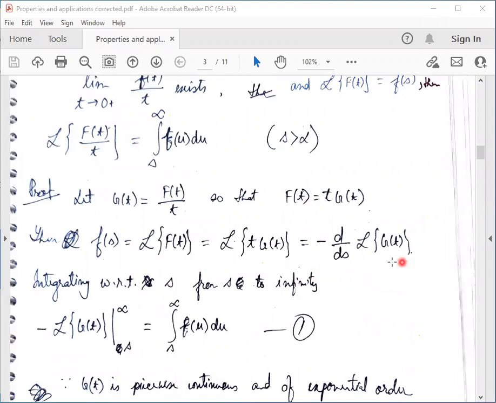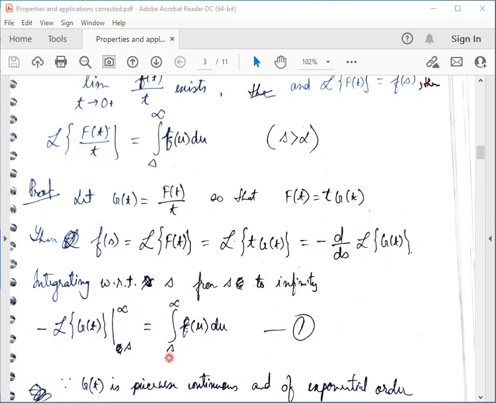So if we integrate both sides with respect to s from the limit s to infinity, what do we get? So if I integrate this, we have one minus sign here, so the minus sign is retained here. So the integral of this becomes the Laplace transform of g(t) in the limit s to infinity. Okay, and that is equal to the integral of small f(s) from s to infinity.